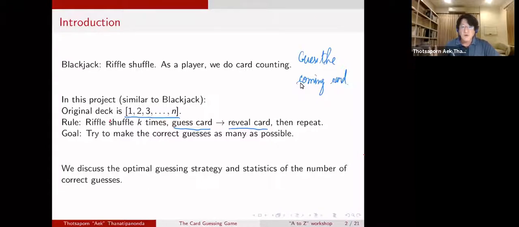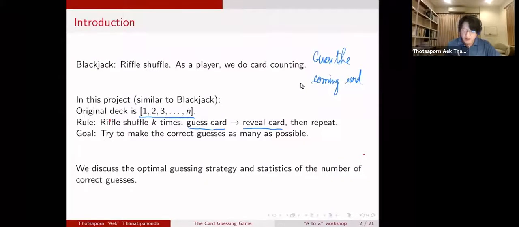So we have two parts here. The first part is to figure out the optimal guessing strategy from the information of the revealed cards. Number two, once we have the guessing strategy, we have the distribution of the number of correct guesses, and then we try to look at that distribution. So two parts: the guessing strategy, and the statistics of the number of correct guesses.